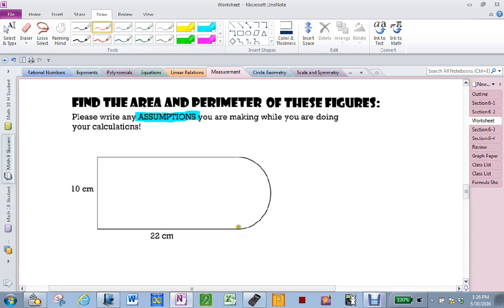Well, what shape is that? A square. It's not a square. It's a rectangle. How did you find the area here? It's a rectangle. The area is length times width, which is 10 times 22, which is 220. Correct? Okay.